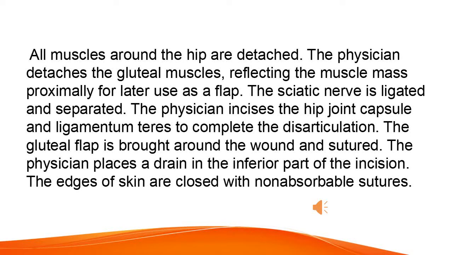The sciatic nerve is ligated and separated. The physician incises the hip joint capsule and ligamentum teres to complete the disarticulation. The gluteal flap is brought around the wound and sutured. The physician places a drain in the inferior part of the incision. The edges of skin are closed with non-absorbable sutures.